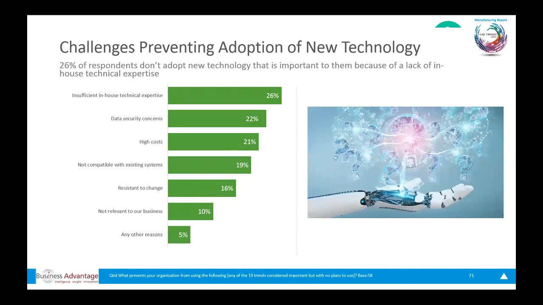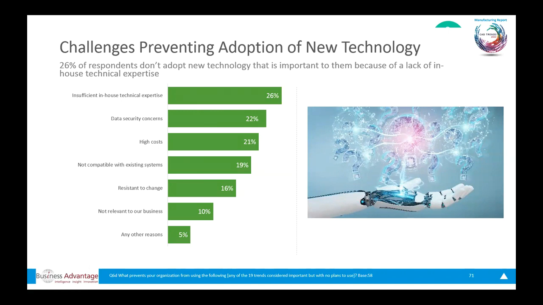This again was interesting. We asked people what was preventing them from adopting new technology. And the first one there, as you see, is insufficient in-house technical expertise, 26%. So just think about that for a moment. A quarter of people that said that they were prevented, if you will, from investing in new technology, felt that they had this insufficient in-house technical expertise. So there's a really strong opportunity there for integration skills, some consulting and general technical support from vendors to enable these people to adopt the technology they would like to use.